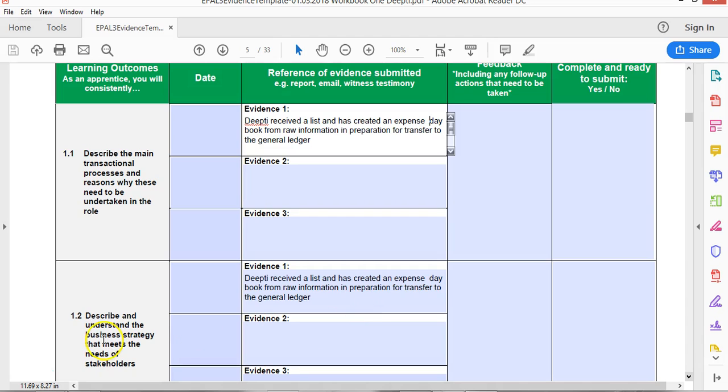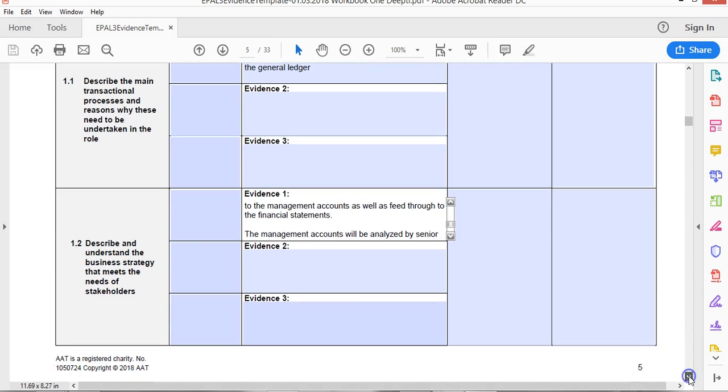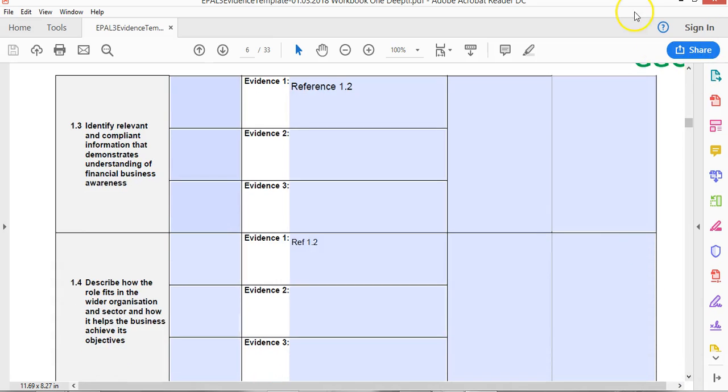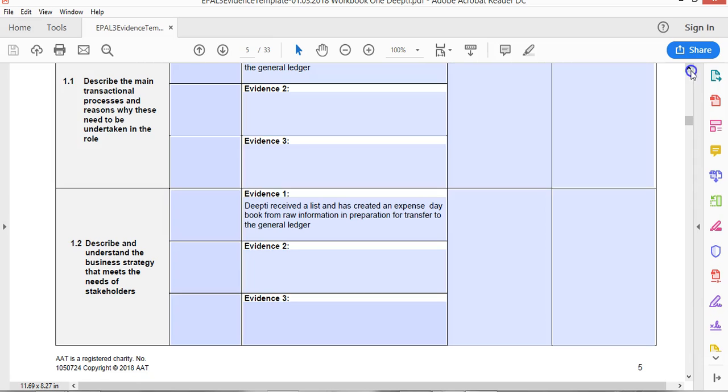This says, describe and understand the business strategy that meets the needs of the stakeholders. It's almost asking why you're doing it. What's the purpose of this? And really, the whole idea here must be to make sure that the information gets into the management accounts and then gets analyzed. So read through what I've done here. I've answered it, so I just need you to turn this more into your own words, but I've transferred as much as I can to the spreadsheet. So you're just working on it and making it a bit yours.